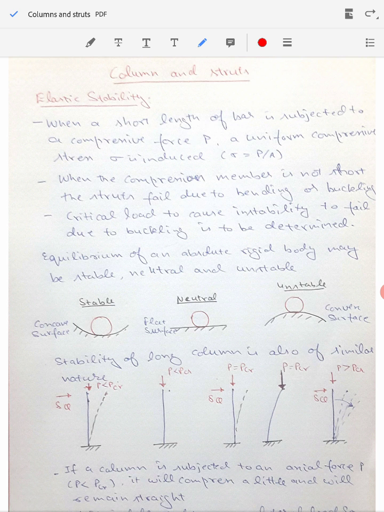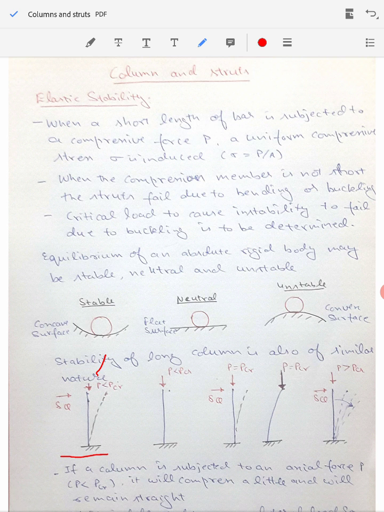Now let's understand this concept for columns. Long columns have a similar kind of stability. As you can see in the first figure, we have a column. This is the long slender column we are talking about, and it is subjected to a compressive load P, which is less than some critical value of load, PCR. So let's say we are applying a certain load, 100 Newton or 1000 Newton, on this column.